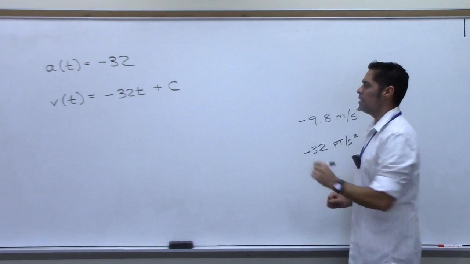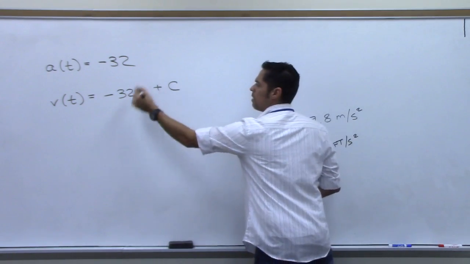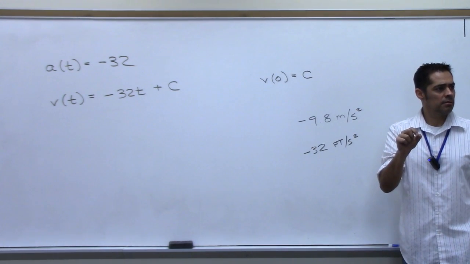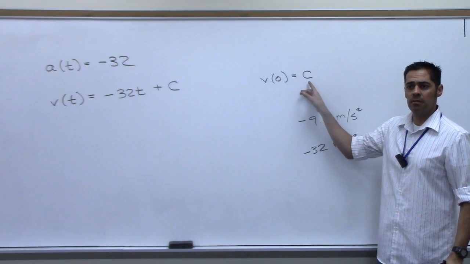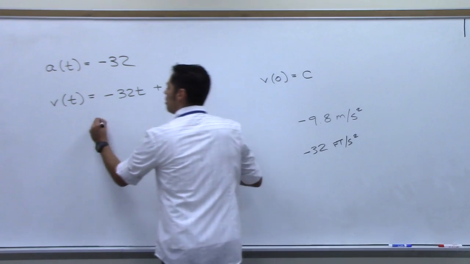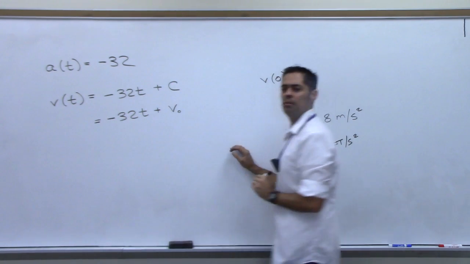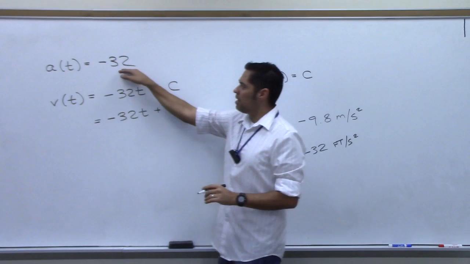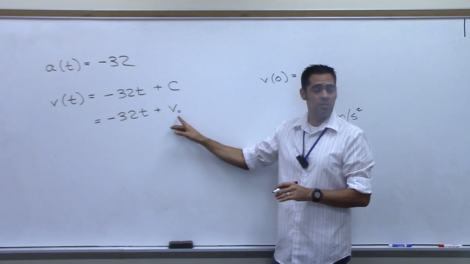But I want you to pay attention to something. At t equals 0, if I plug in 0 into this, what would I get? C, right? Wouldn't that be the velocity at the beginning? At time 0, isn't c the velocity at the beginning? So to let you know that c will always be the velocity at the beginning, instead of calling it c, call it v sub 0, initial velocity. I know the acceleration on Earth and what the velocity of the object would be, but you would have to tell me the initial velocity of the object.